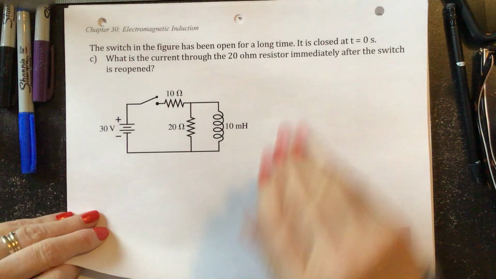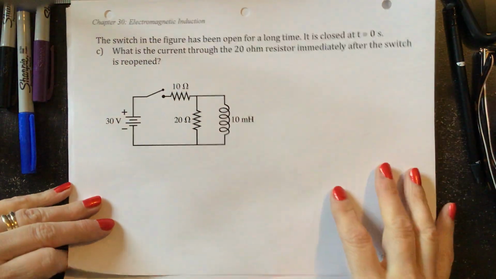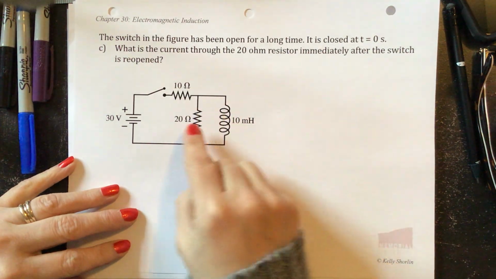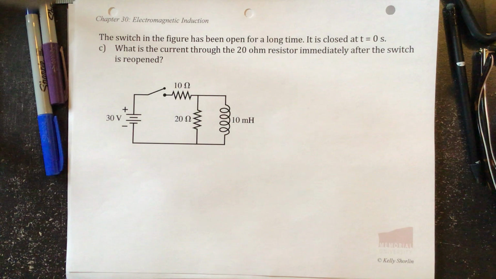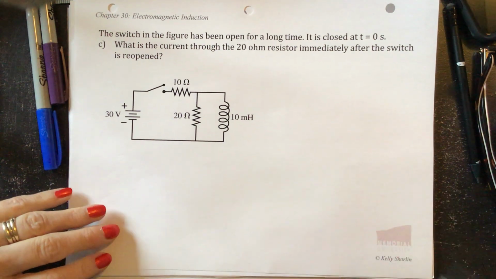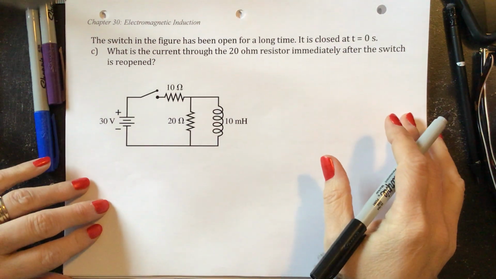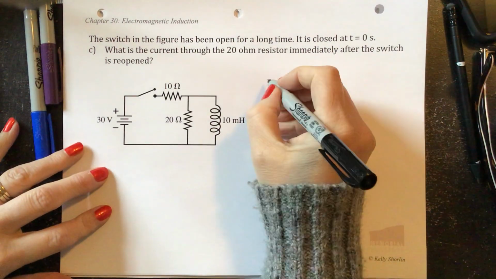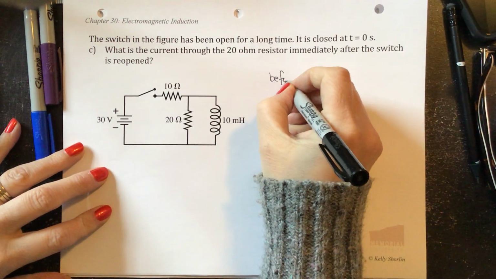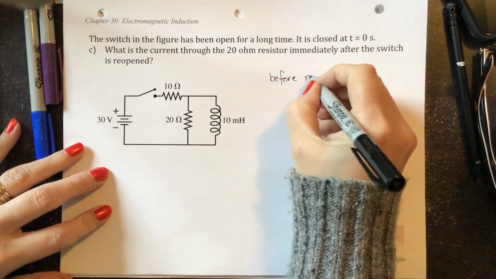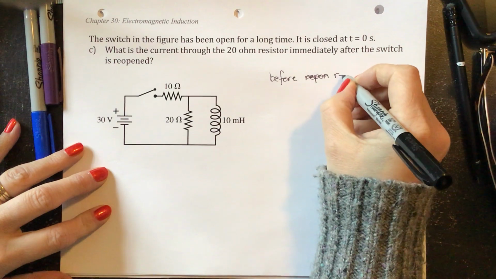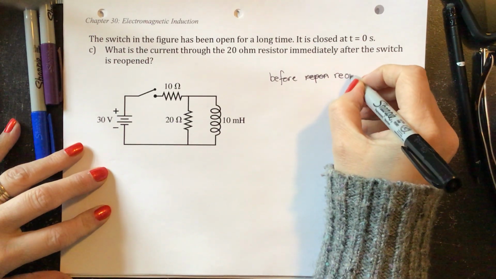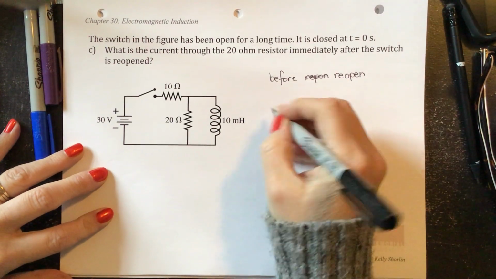Okay, very last part of the question. What is the current through the 20 ohm resistor immediately after the switch has reopened? So it has been closed for a long time, then we open it up again. So let's just get our heads straight about what happens before we reopen it. So this is where we were in part B. Well, I cannot believe I misspelled reopen. It is an odd looking word though.